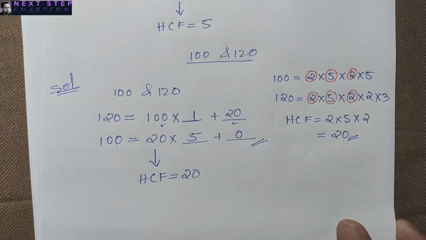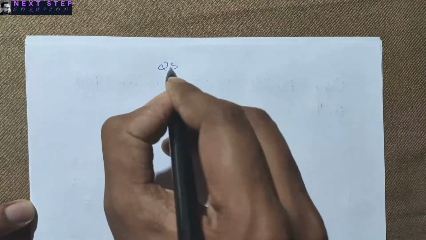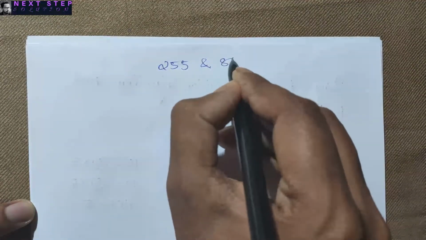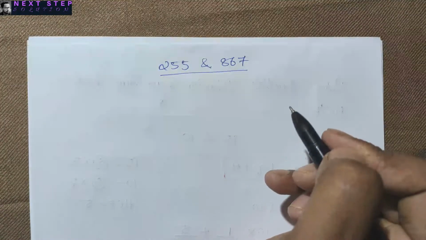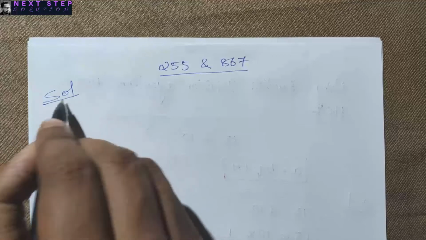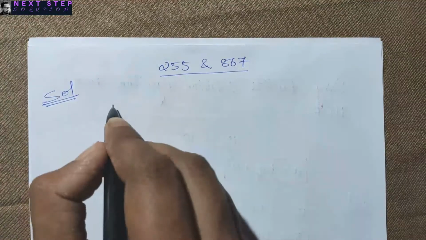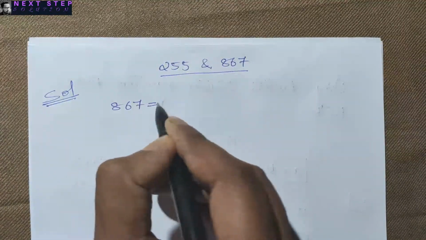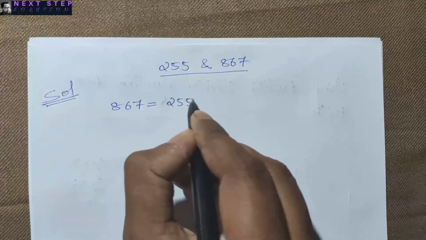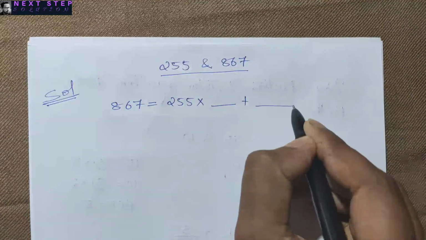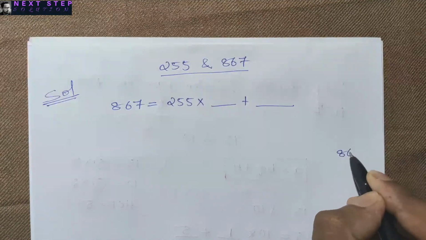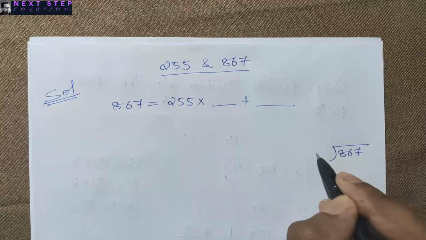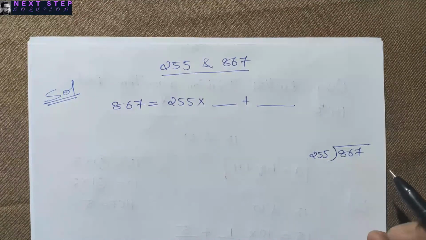Now you see one more example. Let's see with a bigger number. Suppose we have two numbers, say 255 and 867. In order to find the HCF, we have to take the bigger one. The bigger one is 867, and we have to multiply the smaller one with a number and add a number to it in order to get 867. Now we will divide 867 by 255 to find out which number we should multiply with.